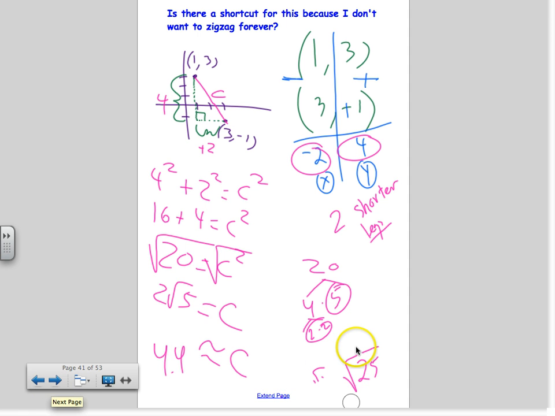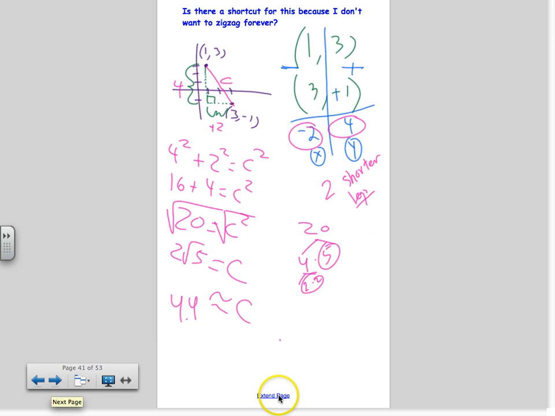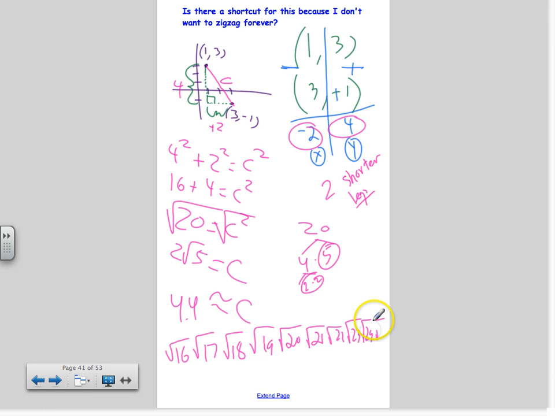Now, if you have a hard time visualizing it, I would suggest that you write it out like this: square root of 16, 17, 18, 19, 20, 21, 22, 23, 24, 25. See how that works? And then you just have to say, okay, that means I have 3, 4, 5, 6, 7, 8, 9, 10 numbers. Split that in half, I should have 5 on each side.